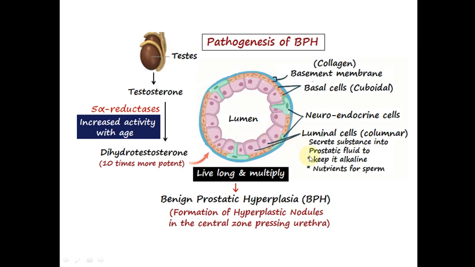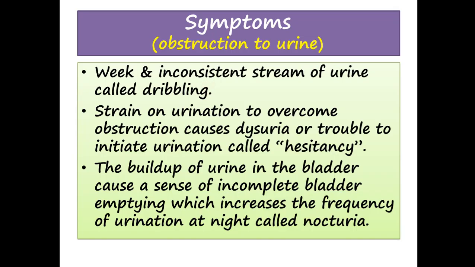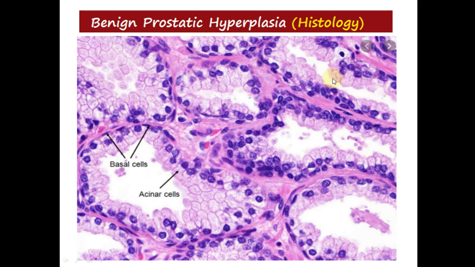So in benign prostatic hypertrophy, what happens is that the hyperplastic nodules are formed mostly in the periurethral or central zone of the urethra, and it will compress the urethra and cause difficulty in passing urine. This is a microscopic picture of benign prostatic hypertrophy, and since there is no malignancy, no dysplasia, it will appear normal.